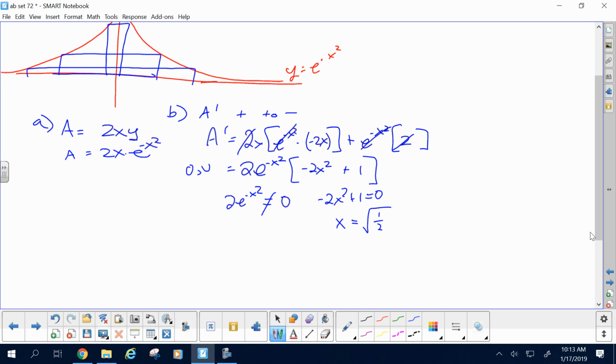I don't know if I answered the question. It says find the exact area. So did I answer the question yet? No, I did not. So the area is 2x e to the negative x squared. That's 2 root 1 half times e to the negative 1/2, I guess. Cool.